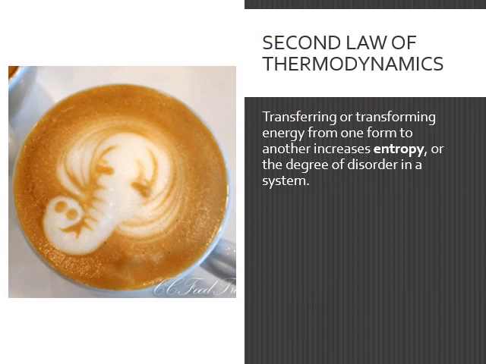The second law of thermodynamics says that transferring or transforming energy will increase the amount of entropy, or the degree of disorder, the amount of unusable energy. So we're not losing energy. What we are losing is usable energy. It might be released as excess heat. It might be released as any other form of energy, but it is still there. It's just we can't use it. As far as entropy, it's increasing disorder in a system.